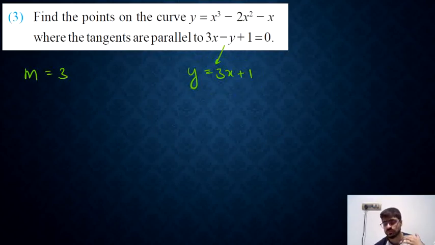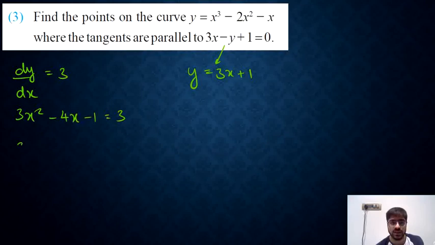Because the tangent is parallel to this line, the slope of the tangent and the slope of this line will be equal. The slope of this line is 3, so the slope of the tangent will be 3. And the slope of the tangent represents the value of dy by dx. So dy by dx for this curve will be equal to 3 at the required points. And dy by dx for that curve will be 3x square minus 4x minus 1, which will be equal to 3. Take the 3 on the other side, you have 3x square minus 4x minus 4 equal to 0.